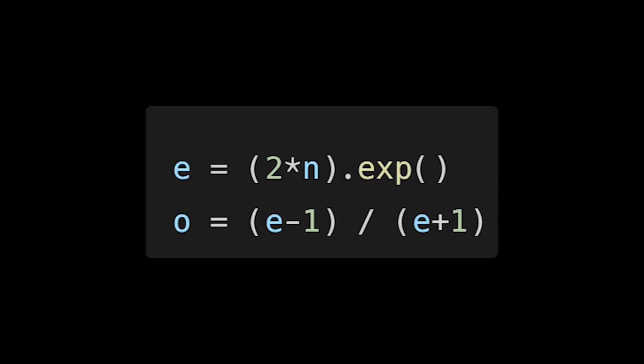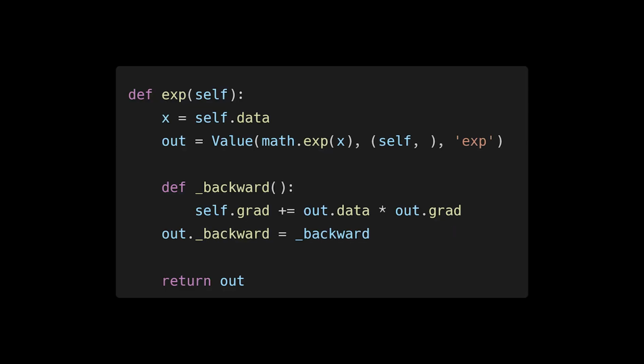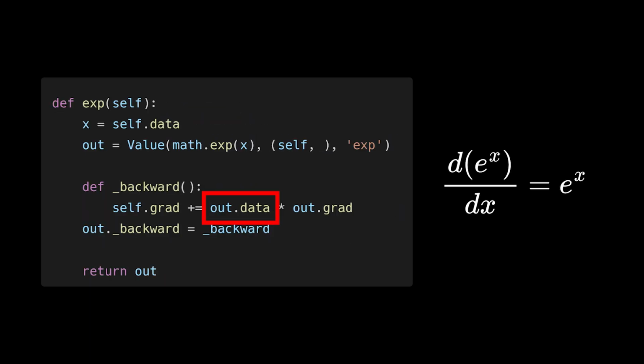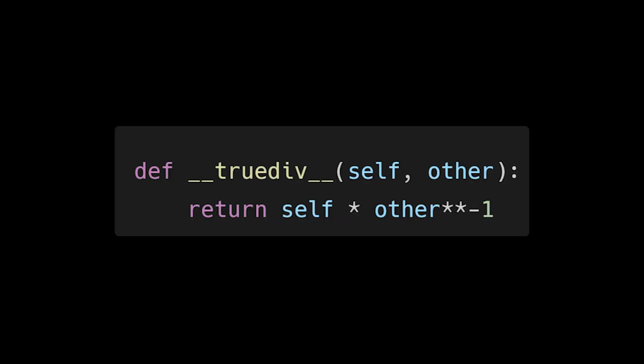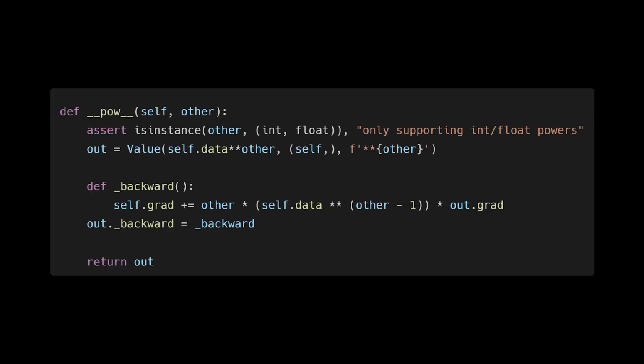Now we will add some new operations like division, subtraction, and exponentiation. Here is the exponentiation. The local derivative is out.data because the derivative of e to the x is e to the x. Next is division. Since mathematically division can be expressed as a times b raised to the negative 1, we will define the division like this. And we will also define the power function.